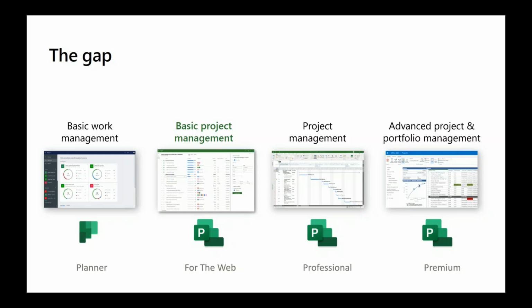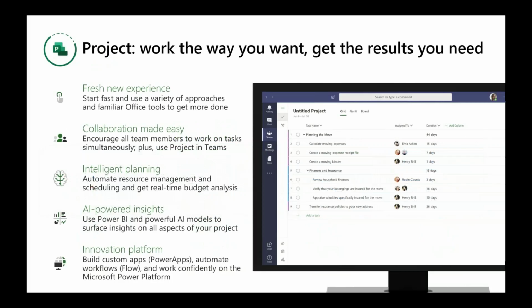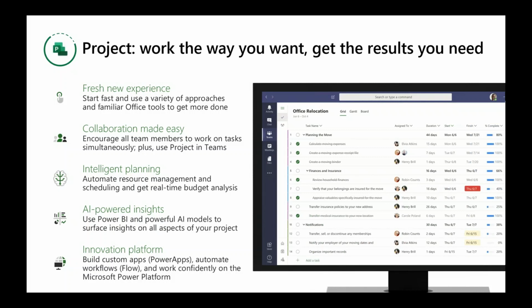Project for the Web offers much richer capabilities than Planner, with flexible scheduling and work management functionality. The idea is to work the way you want and get the results you need. Project for the Web offers a fresh new experience to get started, but with a familiar Office feel and integration with Office 365. It might be a simple task list with task names, assignments, and dates, or perhaps more comprehensive scheduling with additional scheduling details, percent complete status, and more.